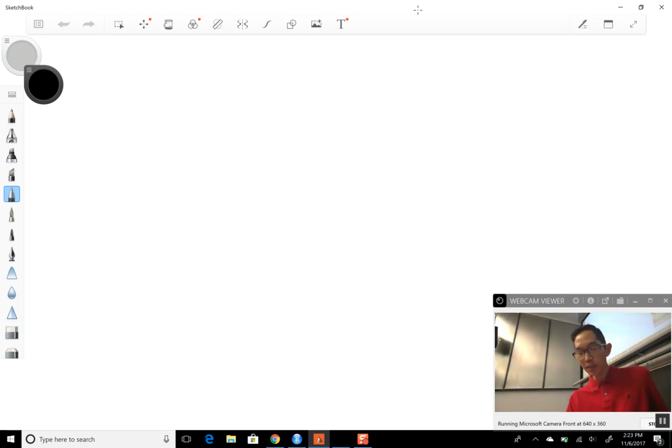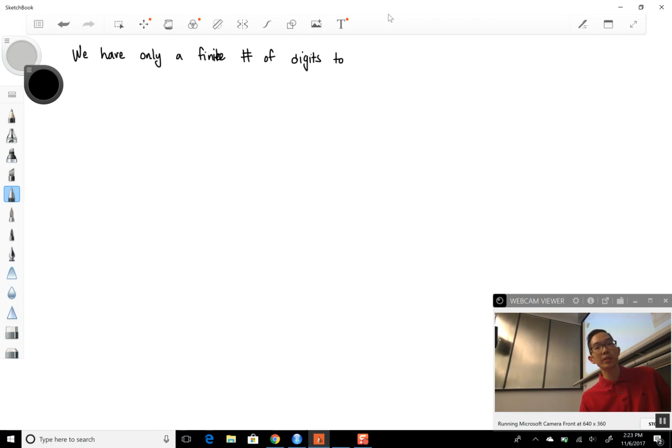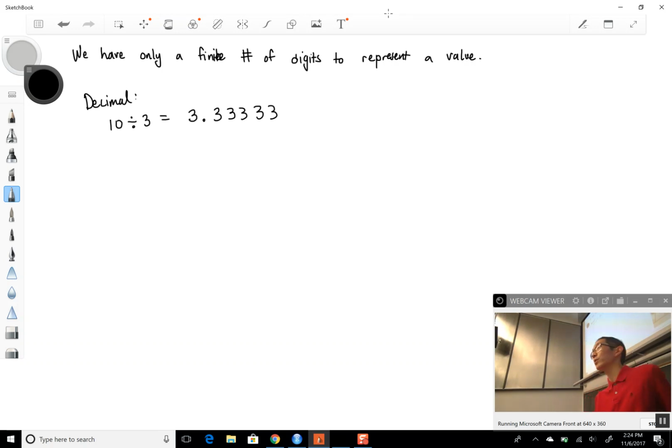Okay, so for example, we only have a finite number of digits to represent a value. Something's funny with my pen here. So this is effectively the problem that we have, and I'll do it with a decimal number, right? Okay, so we'll go back to decimal, all right? And let's say your calculator only has, just for simplicity, say 6 digits on the screen here, okay? And so let's say you do the operation 10 divided by 3, okay? What would your calculator output? 3.33333, right? And this is with six places here, right?